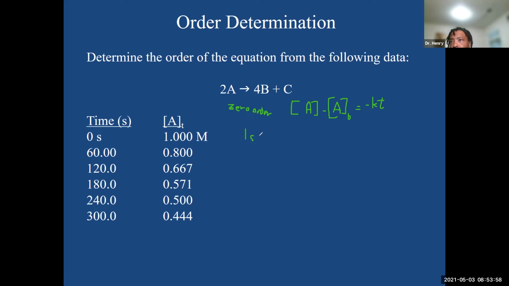A first order reaction is going to be, do you guys remember? Come on. The ln of A_t over A naught equals negative kt. Or ln A_t equals negative kt.